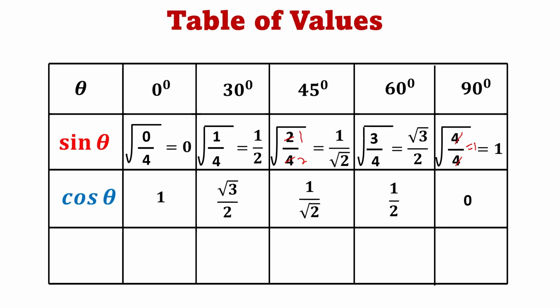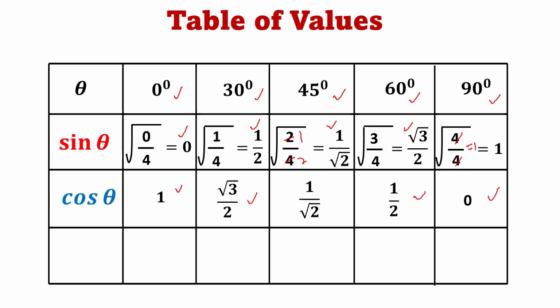Now we see that the value of sine 0 is 0, the value of cos 0 is 1. The value of sine 30 is 1 by 2, the value of cos 30 is square root of 3 by 2. Value of sine 45 is 1 over square root of 2, the value of cos 45 is also the same. The value of sine 60 degree is square root of 3 by 2. The value of cos 60 is 1 by 2. The value of sine 90 is 1 and the value of cos 90 is 0.